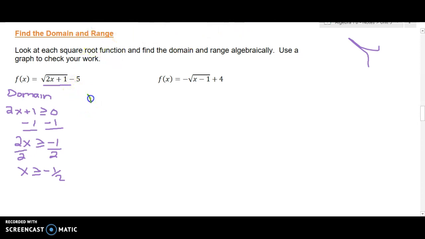And now we want to look at range. So there are two things we look for with range. We look for the number that is added or subtracted to the radical, and we look for the sign.